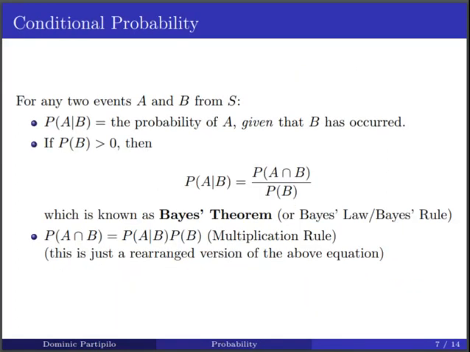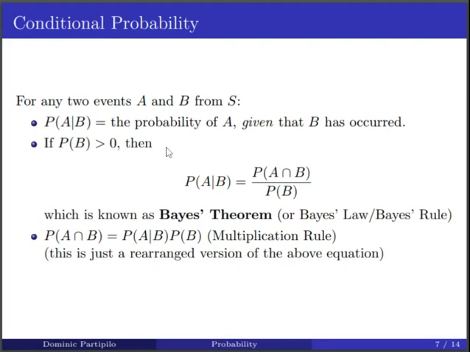So now let's talk about what's called conditional probability. For any two events, A and B from S, this right here means the probability of A given that B has already occurred. So this vertical bar right here stands for given. So we read this as the probability of A given B. So B has already happened, so now what's the new probability of A now that B has already happened?